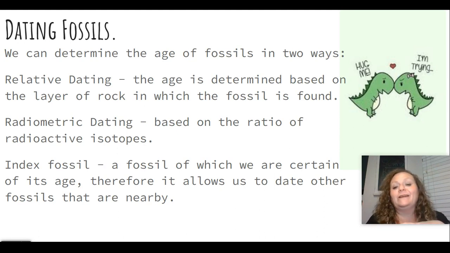We also have radiometric dating. This is based on the ratio of radioactive isotopes. Carbon 14 is one of the most common, and I'll explain how that works here in just a minute. Important to remember, an index fossil is any fossil where we are certain of its age. We know how old this fossil is. We know when this organism was alive, or we know when something had to be left behind. And we can actually use that to determine the age of the fossils that appear in the same layer with it.